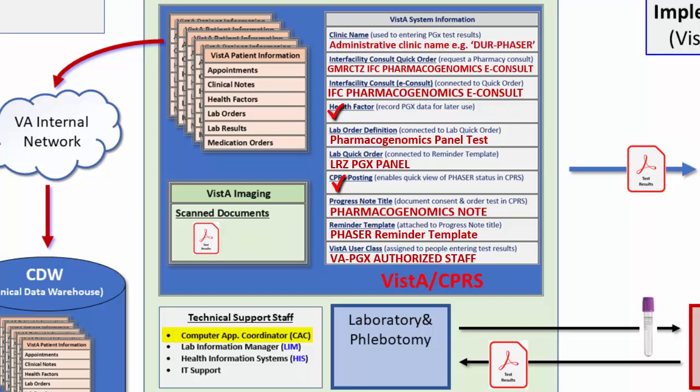Last, you'll need to work with your Health Information Services Department to have an administrative clinic defined for use with PHASER. An administrative clinic is used for non-billable and non-clinical work, like entering PHASER test results. It's primarily used when creating CPRS visits to enter PHASER test results, but it can also be used for working with test patients, among other things.